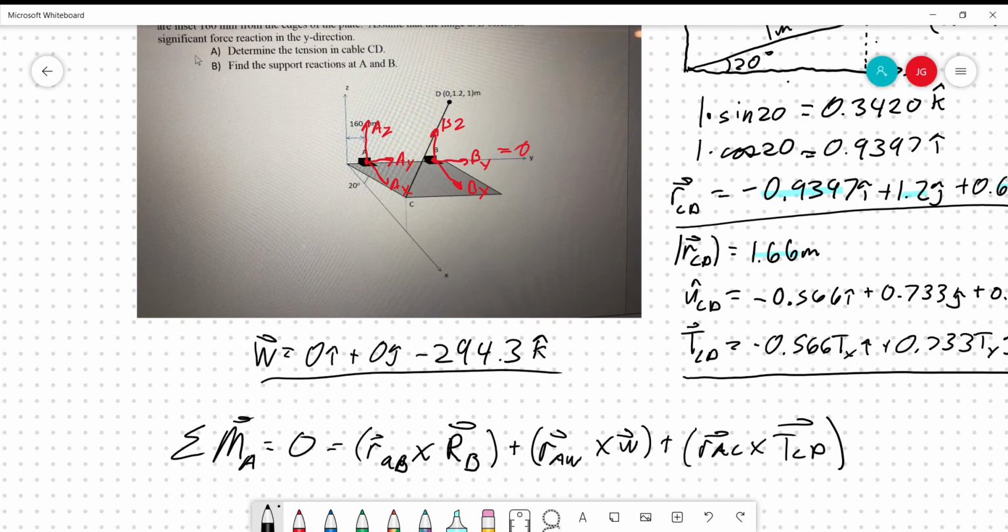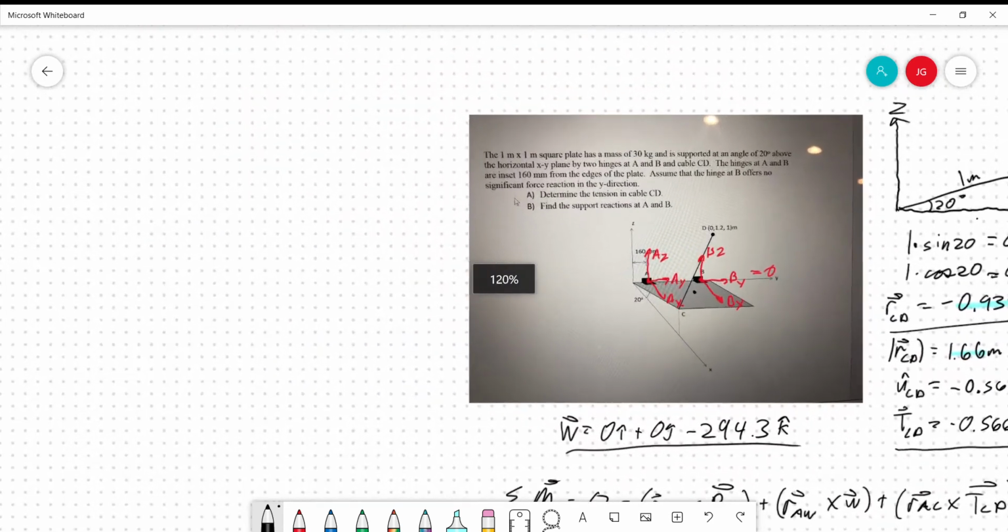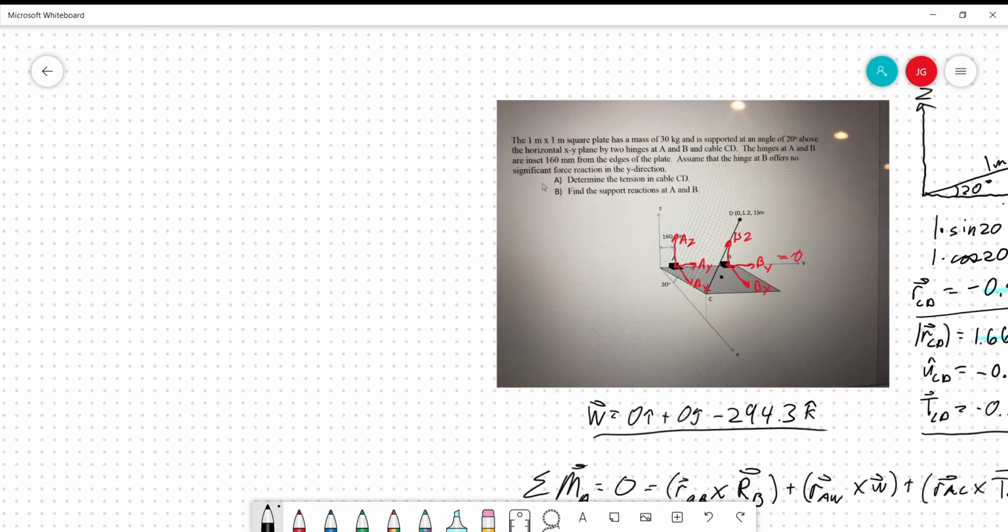But not really, because the way you find W is it's going to be at the center of the square, right? So if we just had the plate itself, if it was on a flat surface, the point would just be 0.5, 0.5, right? Because this would be an actual point. But since we're at a 20 degree angle, that changes where that point is, so we're just going to forget about this.